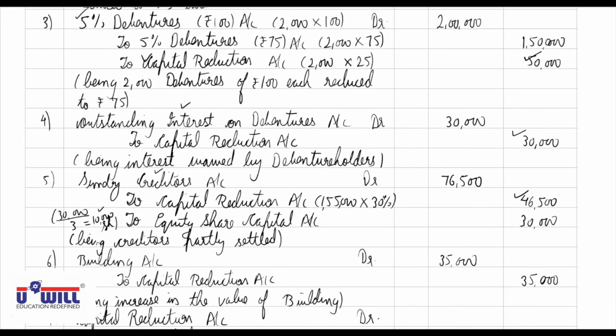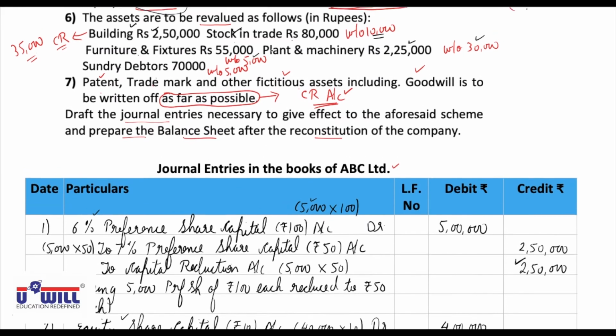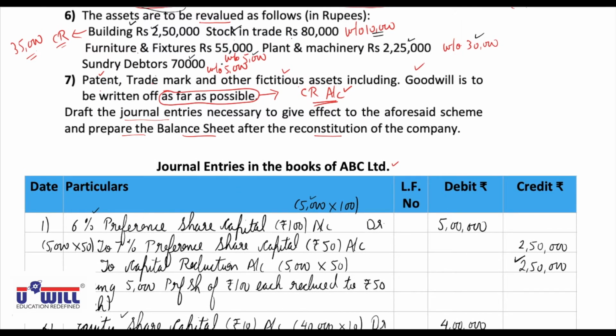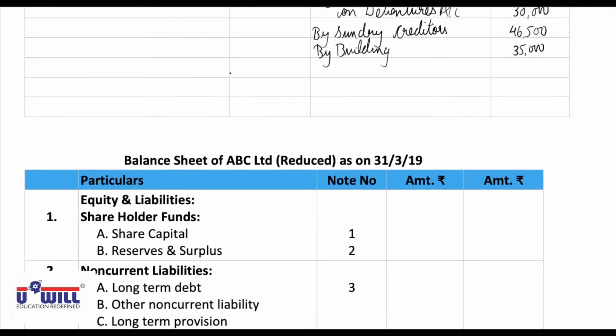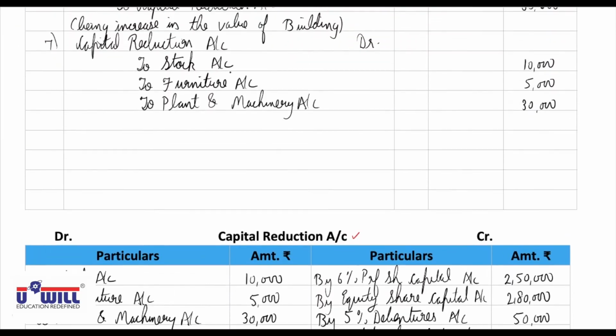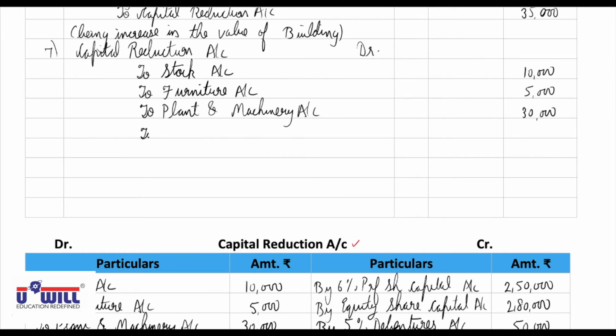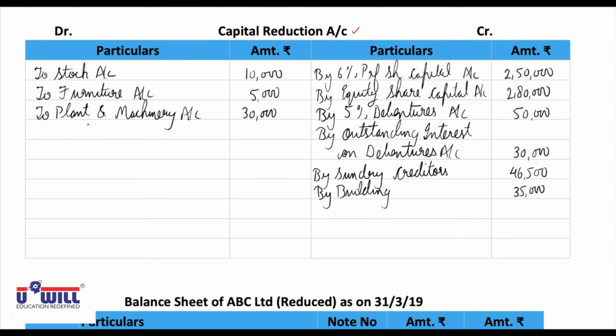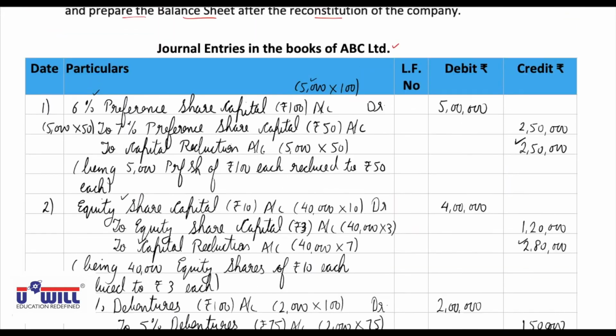Then after plant and machinery 30,000, all of you can see the next is what? Sundry debtors 70,000 from 75,000, so here also we have to write off 5,000. So to debtors account 5,000, to sundry debtors account 5,000, and capital reduction account also debit side to sundry debtors account 5,000. So up till this, sundry debtors we have written off.